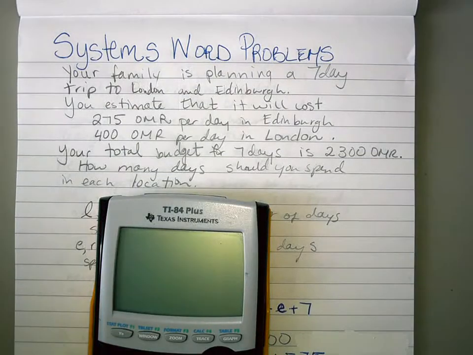Now, just to note, I did not verify that it actually would be 275 Omani Rials per day in Edinburgh, but I am assuming that would include hotel, food, everything. So we're just talking about budgeting a trip. Think of the concept behind it. Try not to be too focused on the actual amounts. If you would like to make a more realistic problem, of course you could do the research yourself and change the numbers and then try it again.